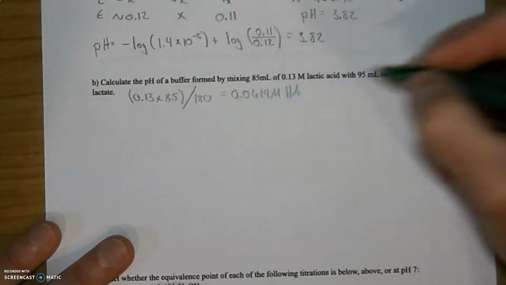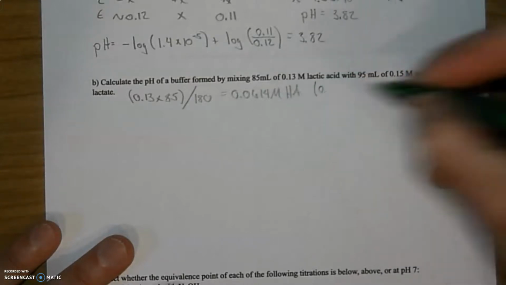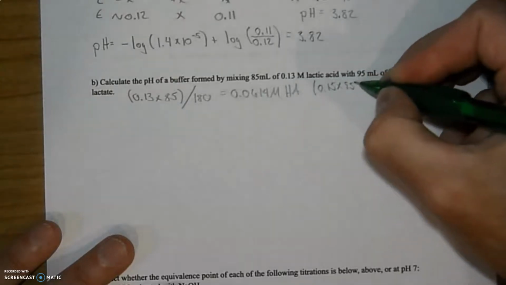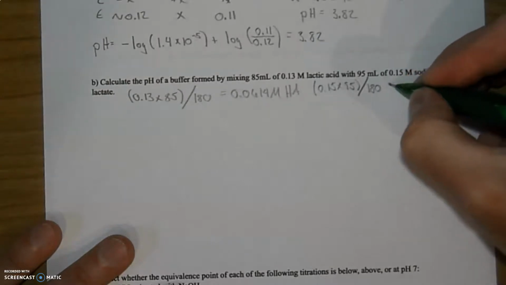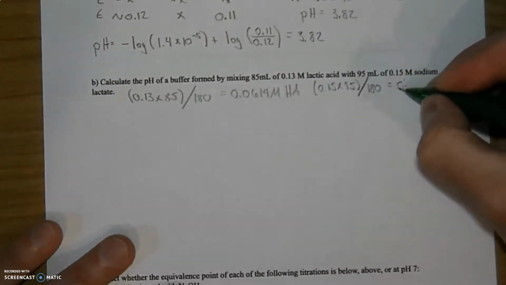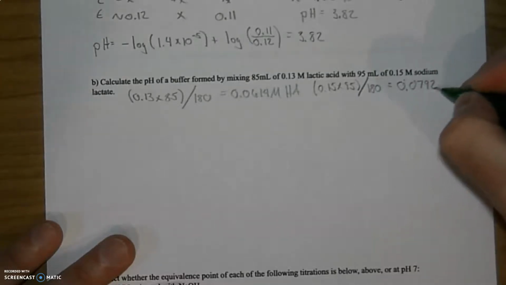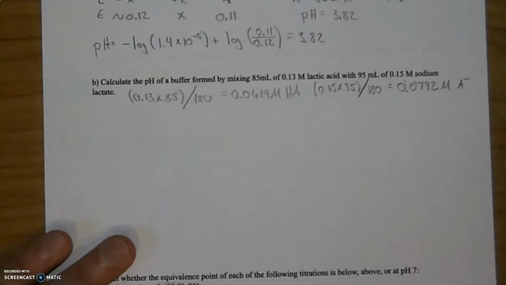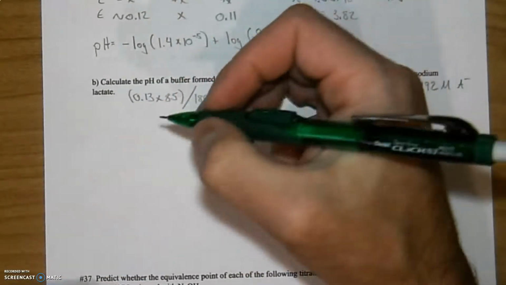If I do the same process for the base, that'll be 0.15 times the 95 mils divided by the total same volume of 180, and that'll give me 0.0792 molarity of the conjugate base. Okay, so I have those two values ready to go. Let's go ahead and just plug it into the equation.